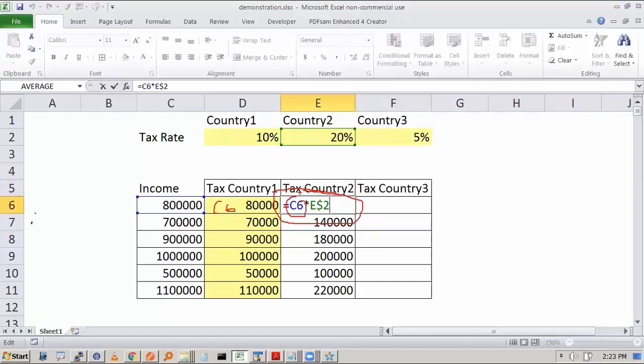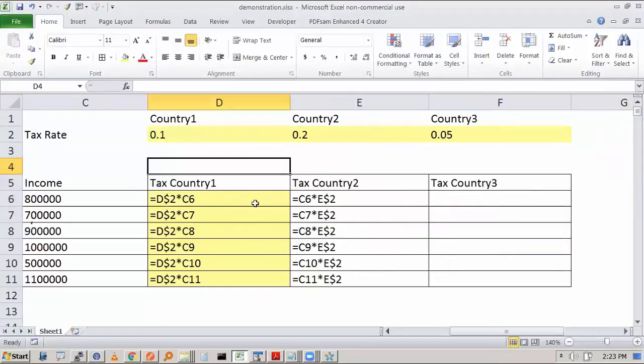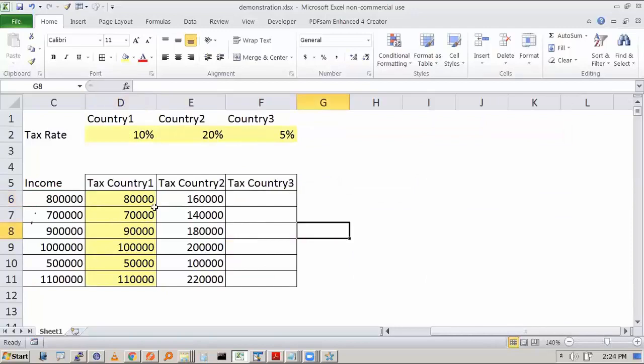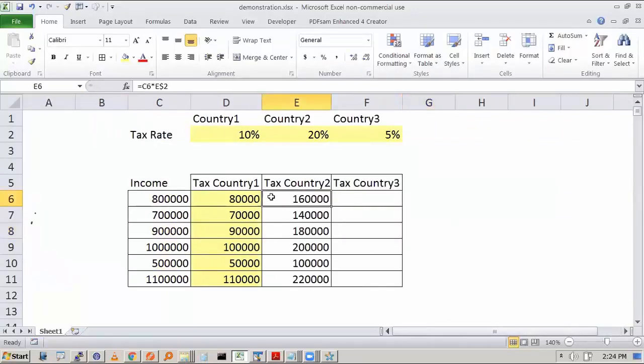Your C6 was here C6 only. Here you had C6 only. So you can see, you had C6 here, and again here you have C6. So what is happening? That means C6 is not changing. Now for that we have to understand what happens if I move a formula across columns.